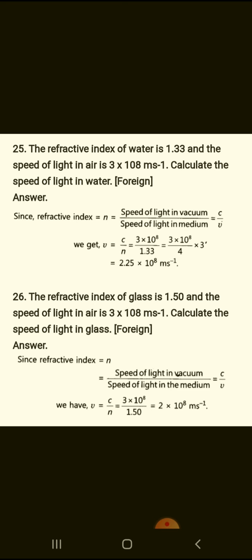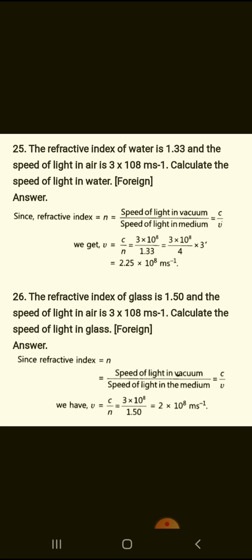Now coming to the next question: the refractive index of water is given to you and the speed of light in air is given to you. We have to find the speed of light in vacuum. We have the formula: refractive index is equal to c upon v. Somewhere it is written as speed of light in vacuum, and in some books as speed of light in air. Both are the same. So n is equal to c upon v.